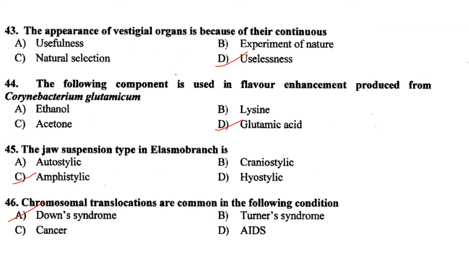Then chromosomal translocations are common in the following conditions. That is in the case of Down's syndrome. The extra chromosome 21 may also occur due to Robertsonian translocation in 2 to 4% of the cases. So answer is Down.